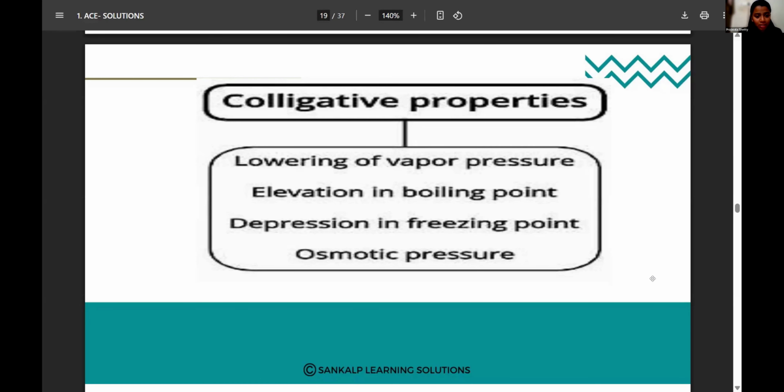Okay, let me start. Vapor pressure of a solution decreases when a non-volatile solute is added to a volatile solvent. And there are many properties of the solution which are connected to this decrease in vapor pressure.